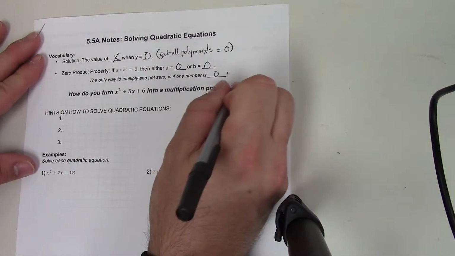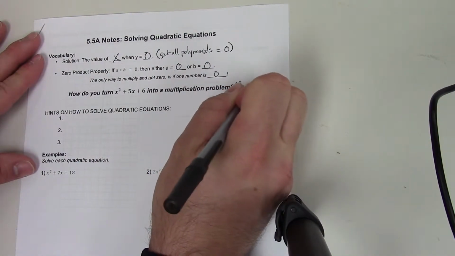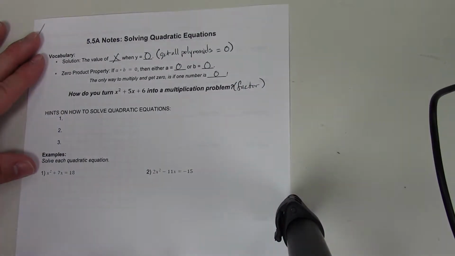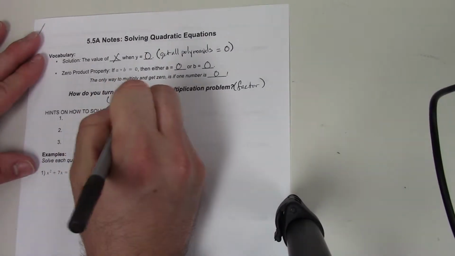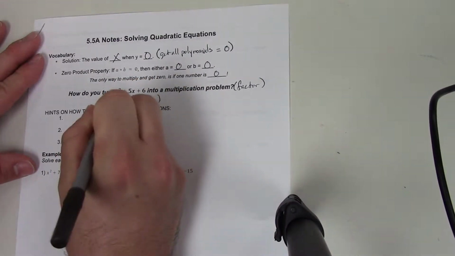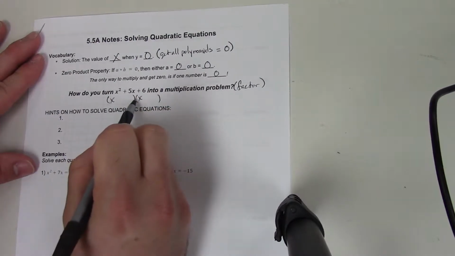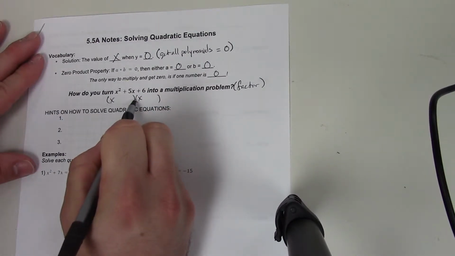So how do we turn this into a multiplication problem? The better question is maybe a factor problem. Because now, hopefully, you've gotten this factoring stuff down, because you're going to be using that to do what we're doing today. So in other words, to turn this into a multiplication problem, we would just factor it, because when the parentheses are right next to parentheses, it means times.